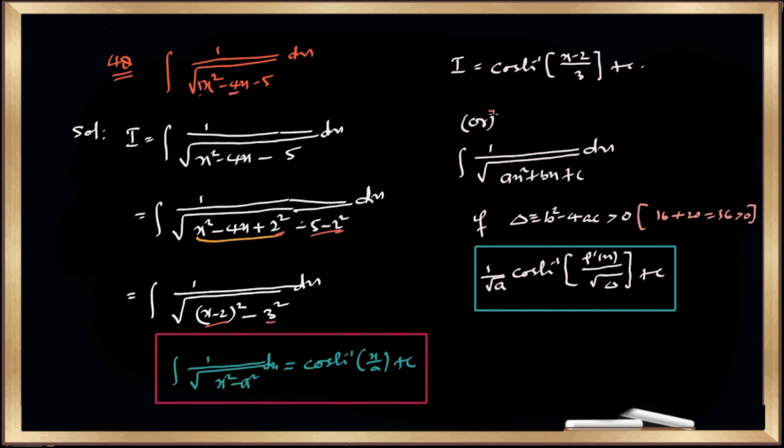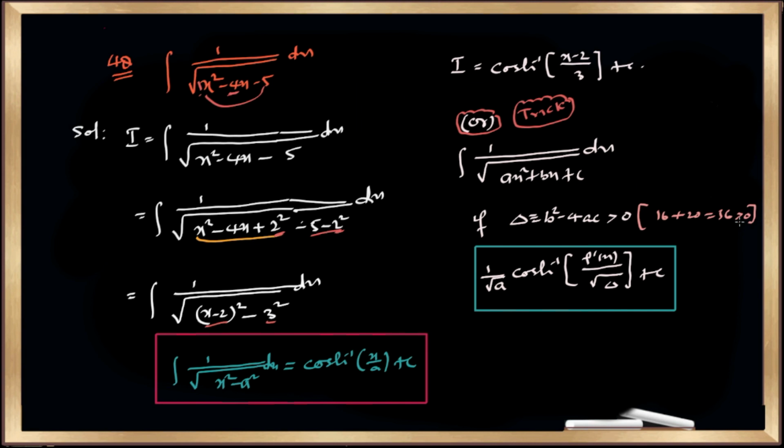So one more method is there, one more trick is there. Using this trick we can also solve this problem within a few seconds. Now the trick is, if 1 by root over a quadratic expression is there, first we have to find delta. Delta means discriminant, b square minus 4ac. So b is 4, 4 fours are 16, minus of minus plus 4 fives are 20, so 36.